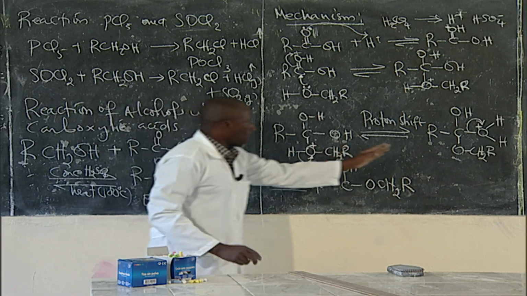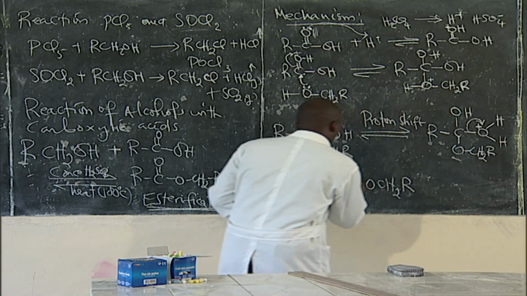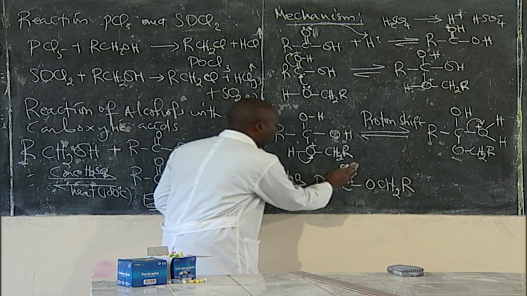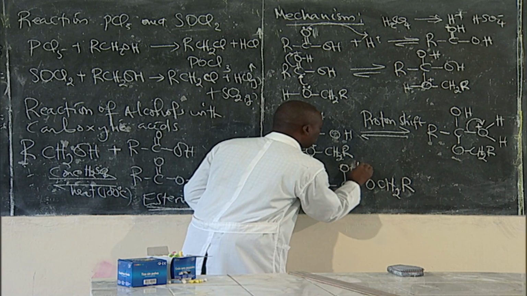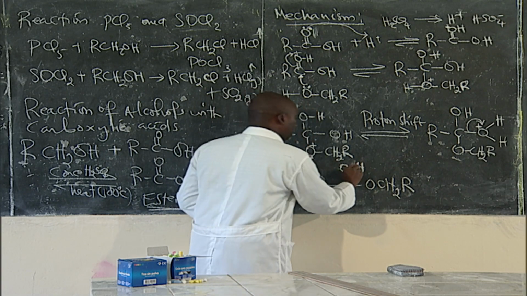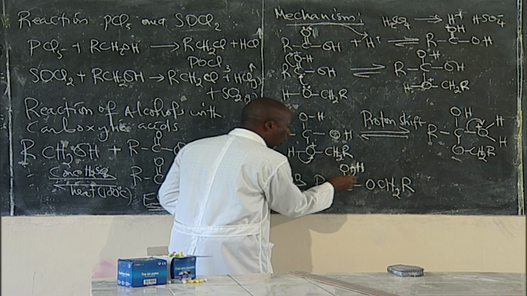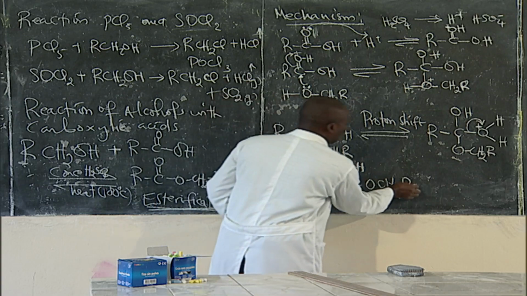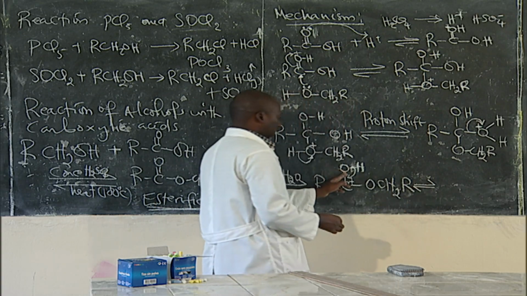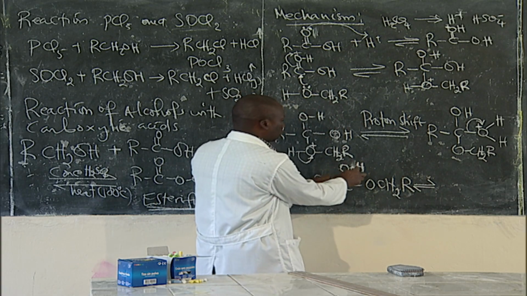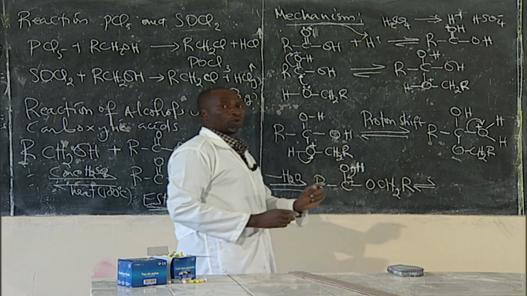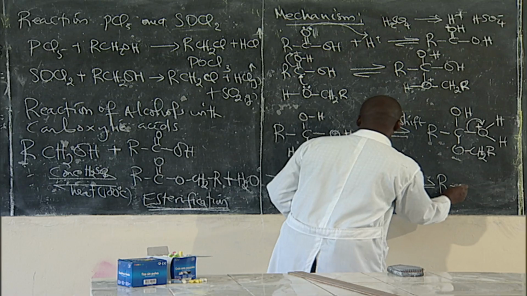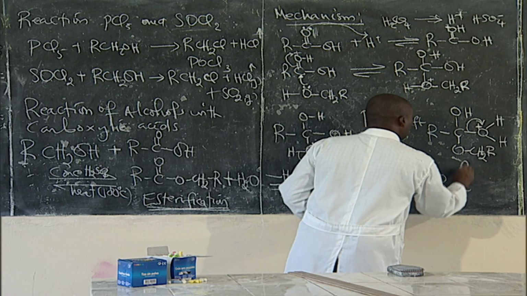So remember, when the water is eliminated, this carbon also becomes positive. So what happens then for that positive charge? There will be rearrangement of the bond as the hydrogen breaks away, and then it forms the final compound. Now, when this bond rearranges itself, it will form a double bond. And therefore, you'll have R with C, double bond.